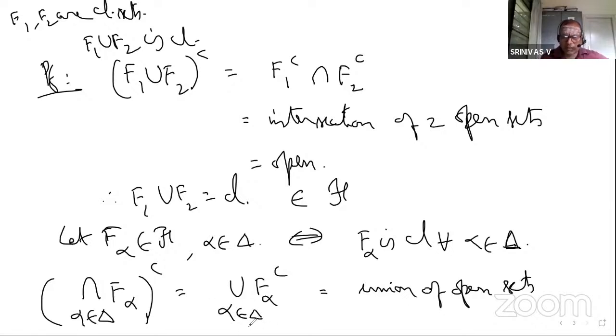Whatever the size, whether it is countable or uncountable, any union of open sets is open. Therefore, this union is also open. Each F alpha complement is open because F alpha is closed. Therefore, the union of open sets is open. Therefore, the complement of this set is open, and therefore this set is closed. Therefore, the intersection of F alpha, alpha belongs to lambda, is closed, which means it belongs to script F.